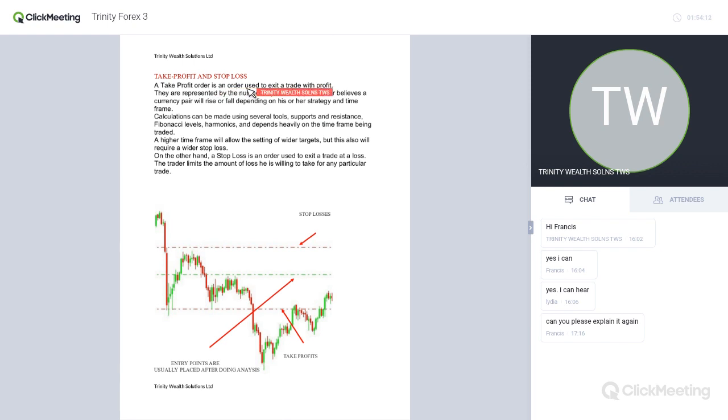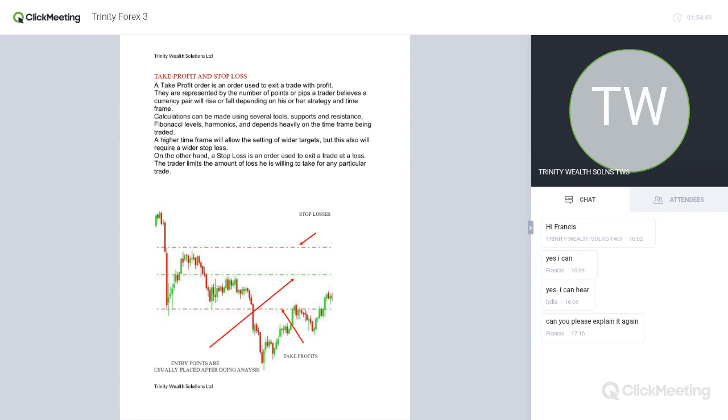Take profit and stop loss. A take profit order is an order used to exit a trade. We said when you do your analysis and you realize the market is going to go up to this level, then it reverses, so you place your take profit where you know the market is likely to reach. You don't just place it arbitrarily. You do your analysis and you say the market is going to come up to this level, so you place your take profit. Once the market comes and hits your take profit, it automatically closes the trade at a profit. So a take profit order is an order used to exit a trade with profit.